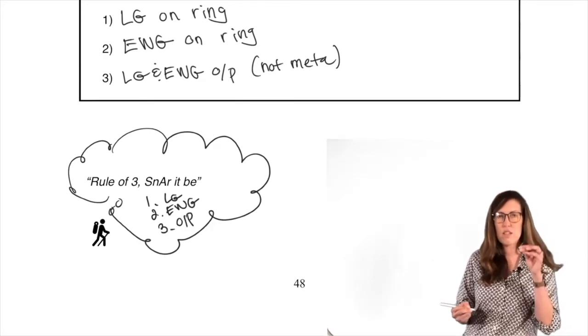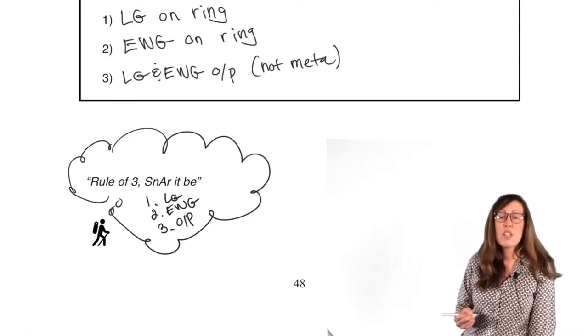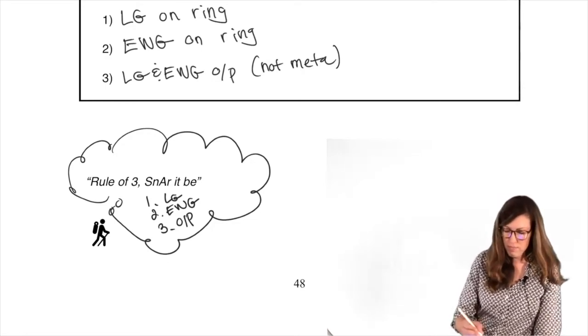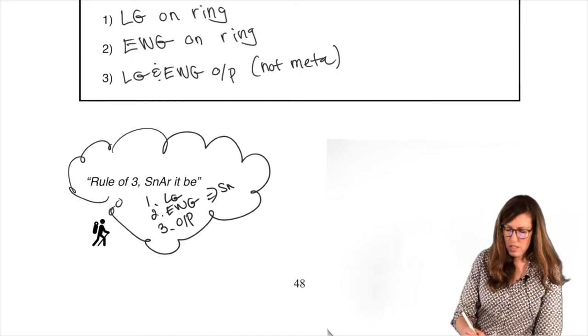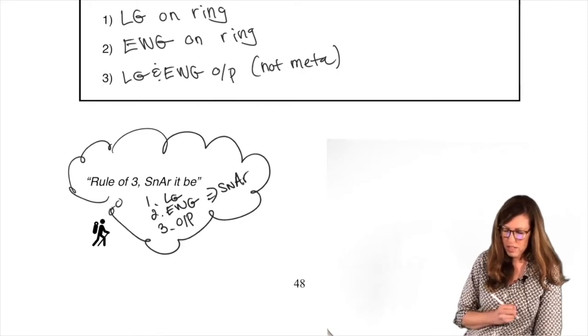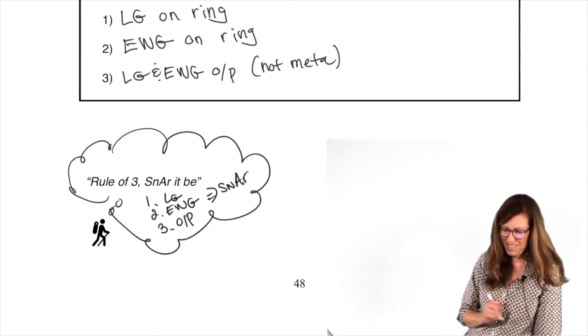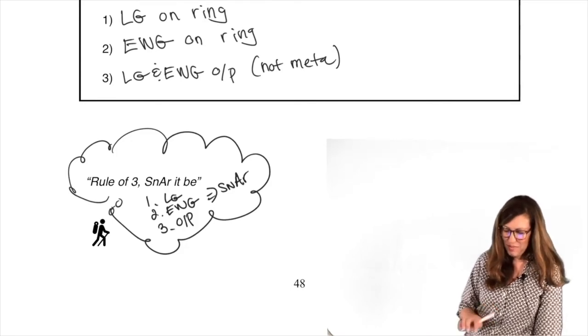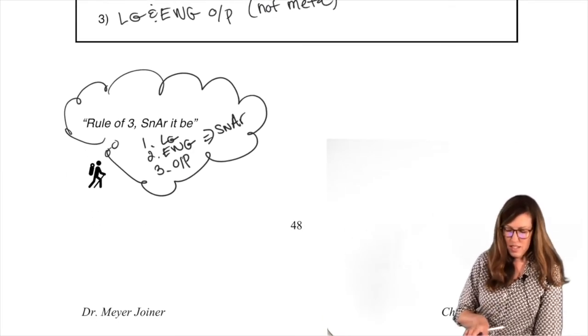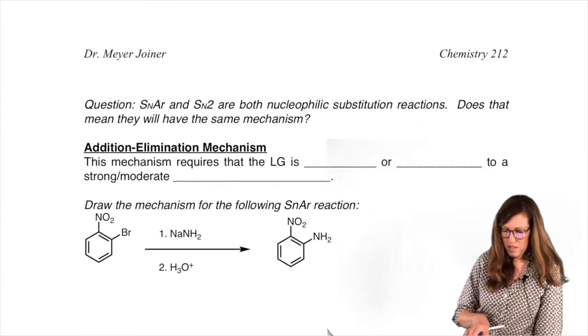So you're going to have to go through that methodically, checking each of those before you're allowed to do an SNAr. So rule of three, SNAr at B, same. Kind of sounds like a pirate one as well. Okay, I think we're ready to put this in action and prove it.